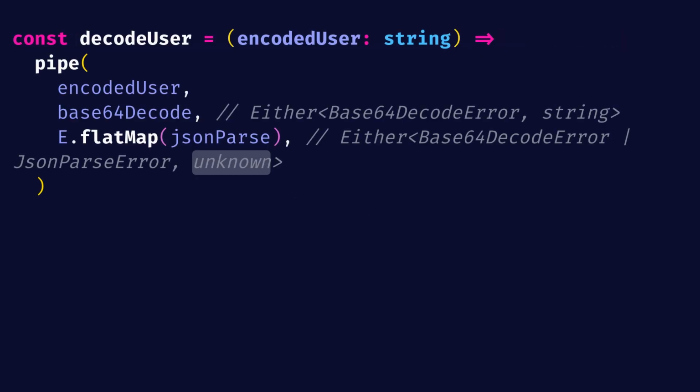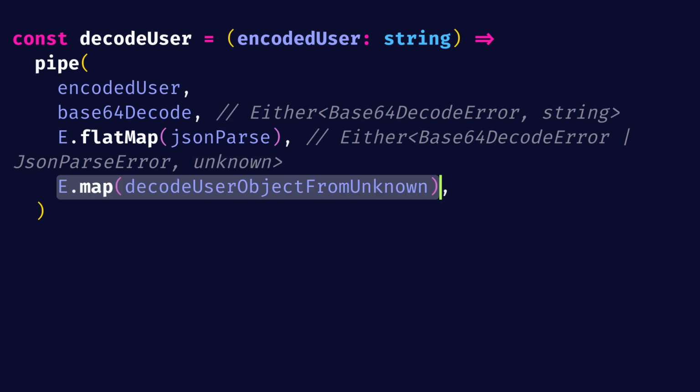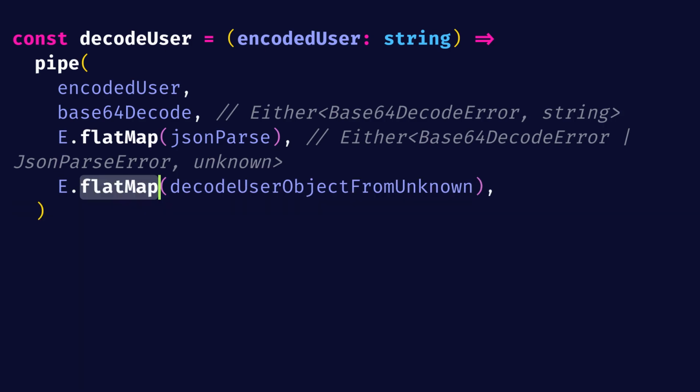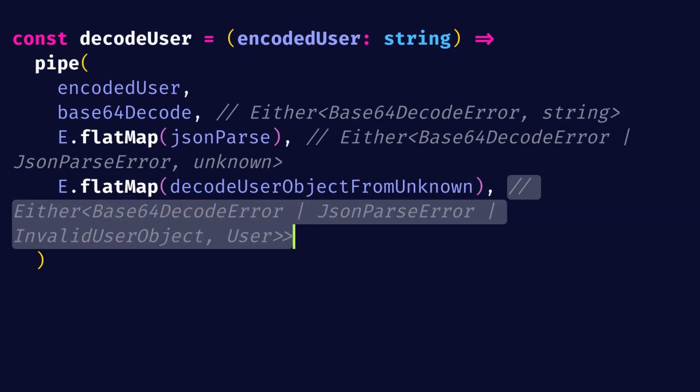So going back to the decodeUser function, we can map the parsed JSON into decodeUser object from unknown. However, we again get a nested Either. So we actually want to flatten the Either after mapping, which we can do by using flatMap. So the final output is either base64 decode error or JSON parse error or invalid user object in the left case and a user object in the right case.